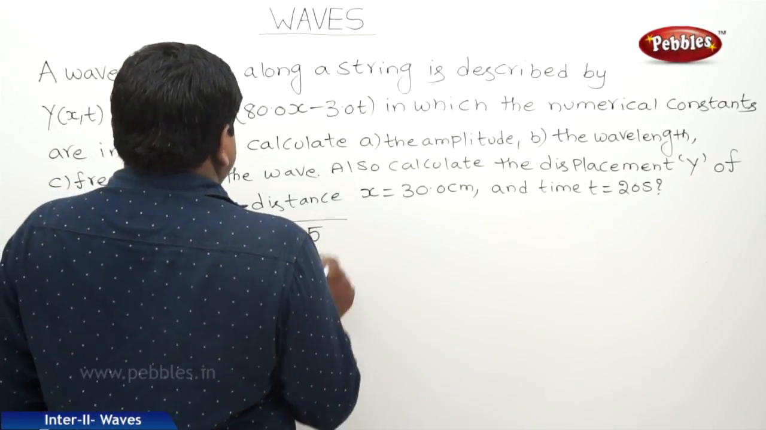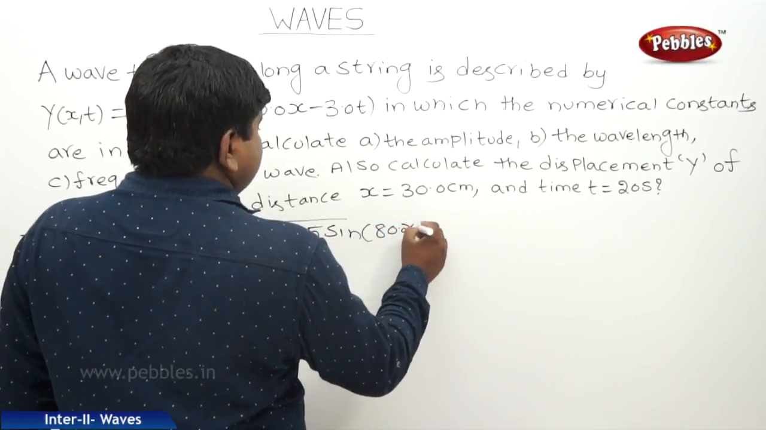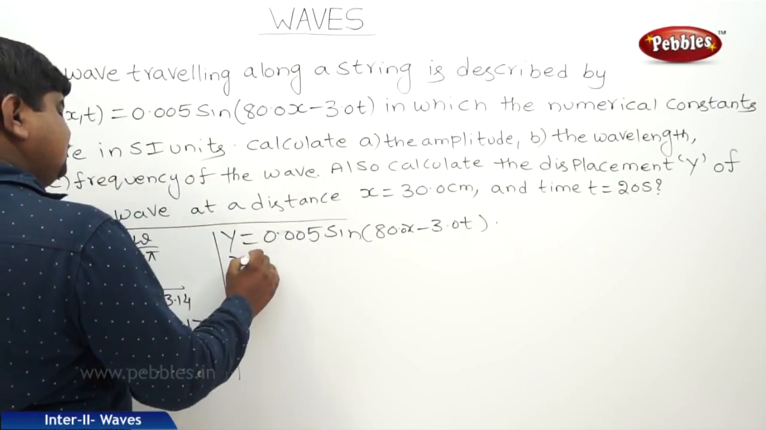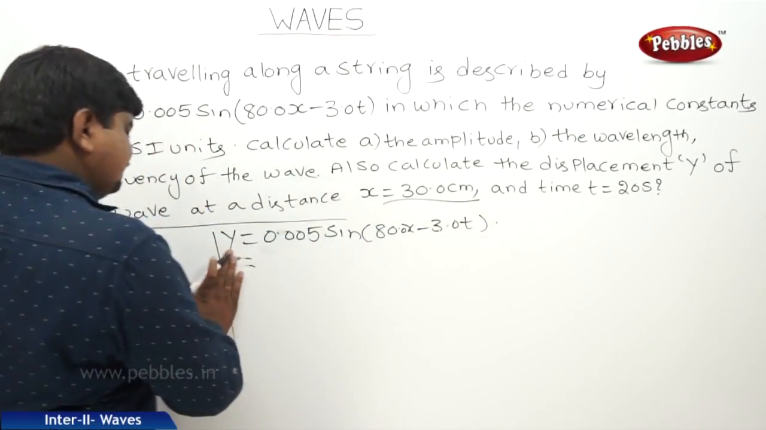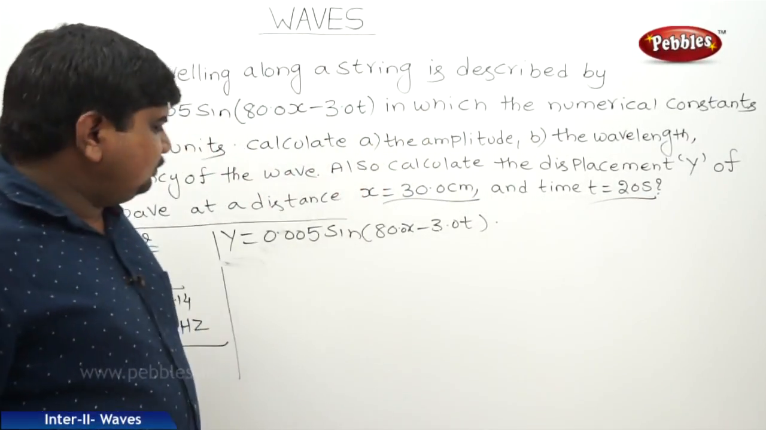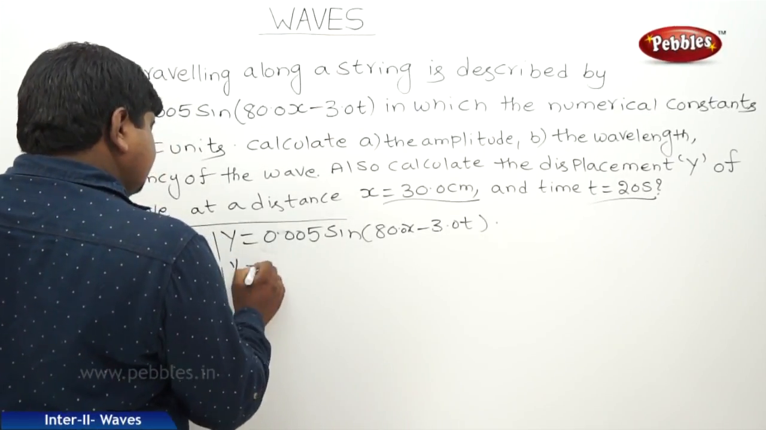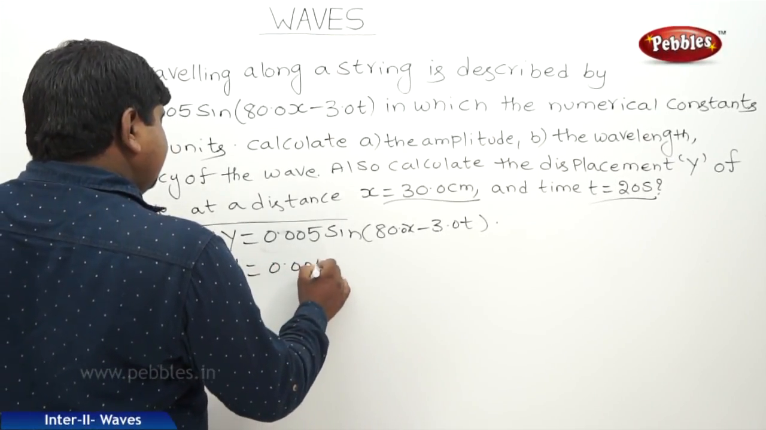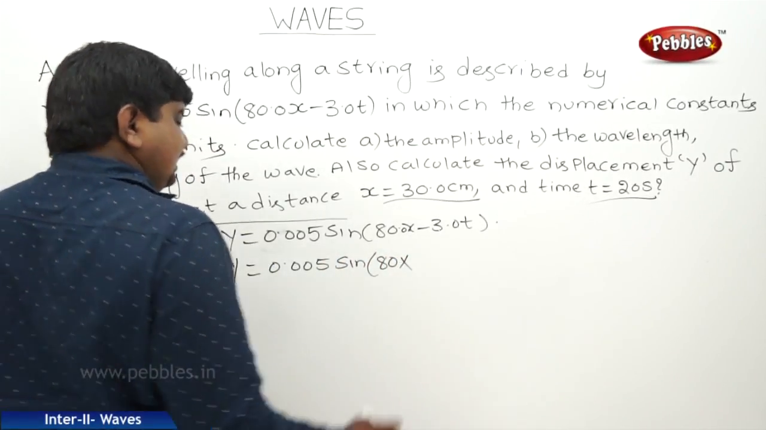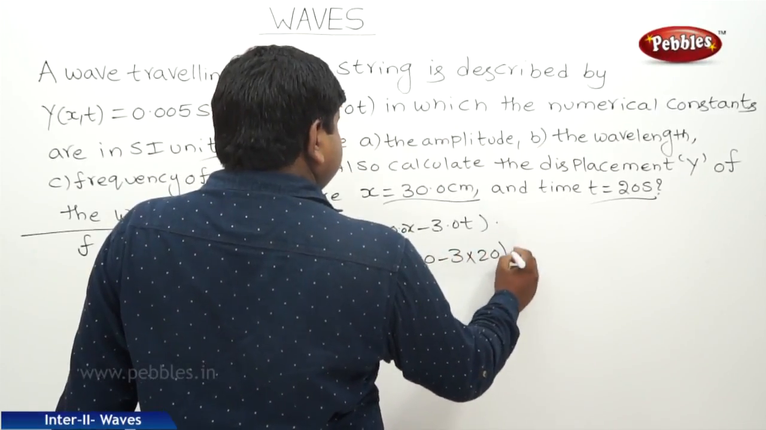0.005 sine 80x minus 3.0t. X is equal to 30 centimeters, t is equal to 20 seconds. Now we should substitute these values in this equation. Therefore, y is equal to 0.005 into sine 80 into x is 30 minus 3 into time is 20.